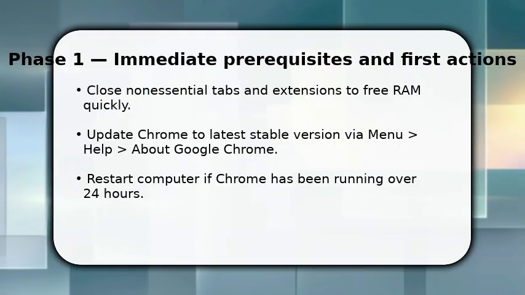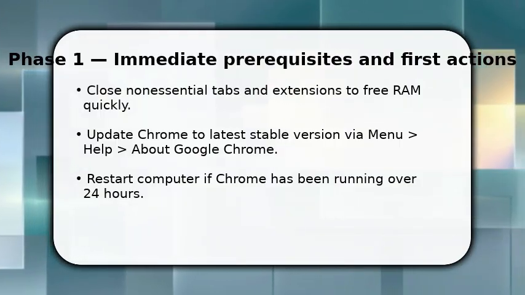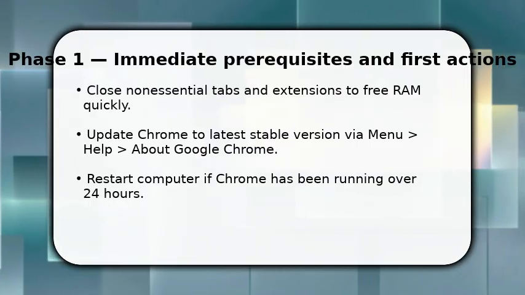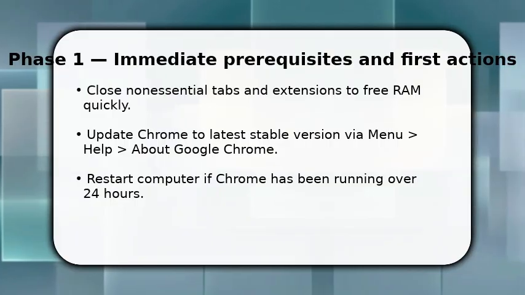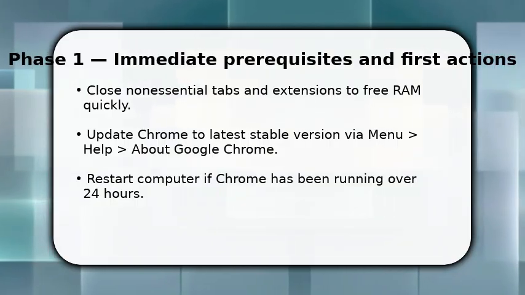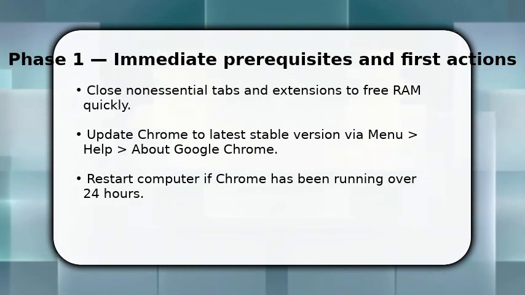Once done, disable a suspicious extension. Go to More Tools, Extensions, and toggle off one at a time to isolate the offender. If Chrome has been open for days, restart your computer. That clears cached states and frees system resources.